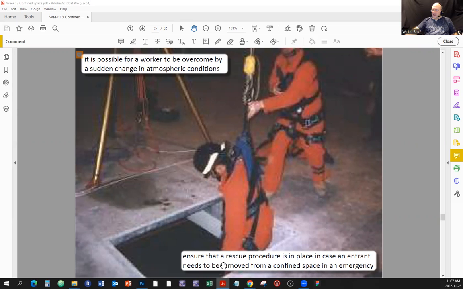Now, ensure that a rescue procedure is in place in case an entrant needs to be removed from a confined space. And notice that this whole PPE setup is designed for this particular space, and sometimes it is required. The whole thing is designed so that in case something like that happens, the removal of the worker is immediate. Right? There's no okay, what should we do, let's look at the manual. In this particular case, it's just okay, something happened, let's pull him out. Right?